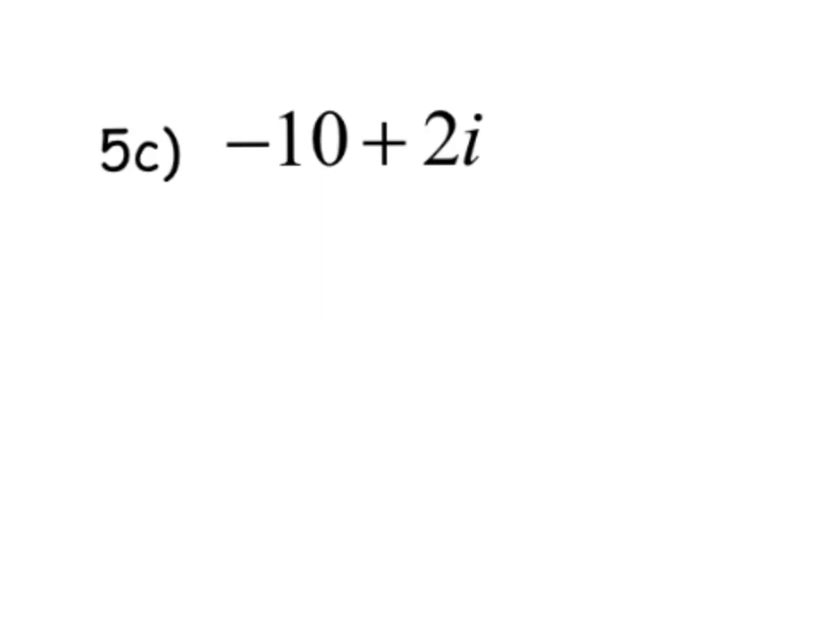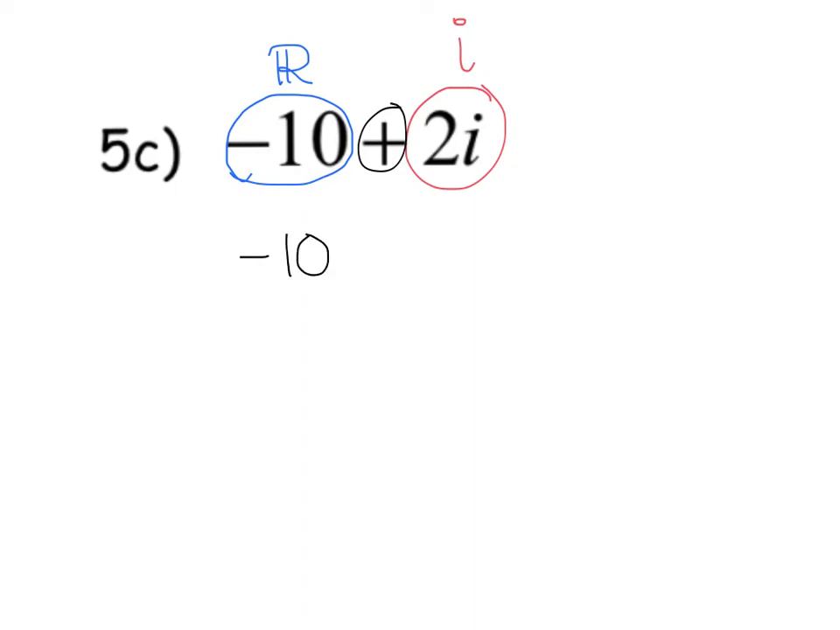Check and see if 5c is written in a plus bi form with the real part first and the imaginary part second. And guess what? It is. That's the real part. This is the imaginary part. So all we have to do is flip that sign to a minus. So we keep the negative 10 and we write a minus 2i. Done.